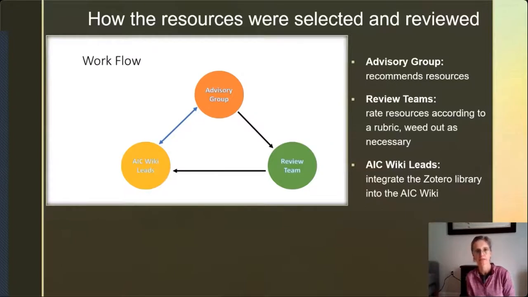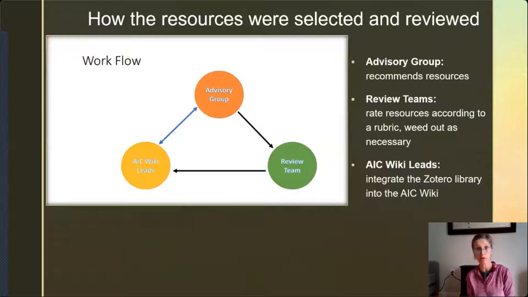The REACH group divided into a few smaller groups, taking on different roles in the process of gathering and vetting the information. The advisory group recommended what to include in the Zotero library. Researching, selecting, and organizing resources into categories took about a year. Once the information was added to the Zotero library, the review teams took over. The review process took about 9 months.